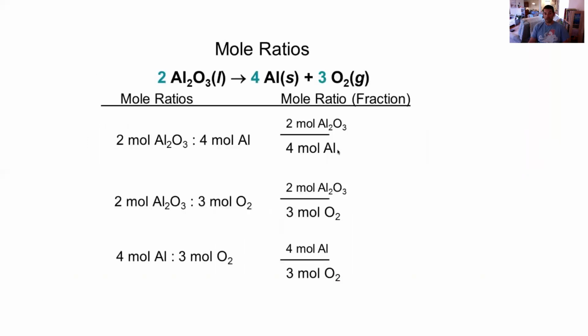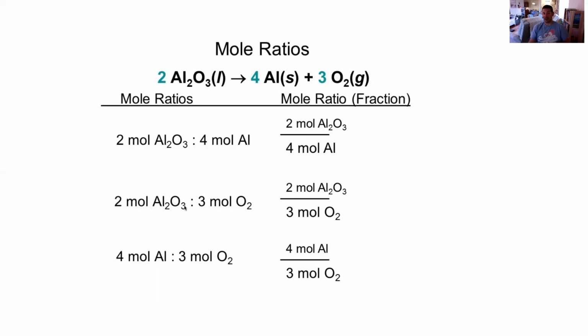All right. Now, mole ratios, we have a new reaction here, and we're going to stick with this reaction for a little while. We have aluminum oxide decomposing to yield aluminum plus oxygen. Balanced, the coefficients are 2, 4, and 3. So the ratio of aluminum oxide to aluminum is 2 to 4, and we can write it as a fraction, and we can flip it. It could be 2 mol Al2O3 over 4 Al, or it could be 4 Al over 2 Al2O3. These fractions, based on how we need them to appear, we can switch them around.